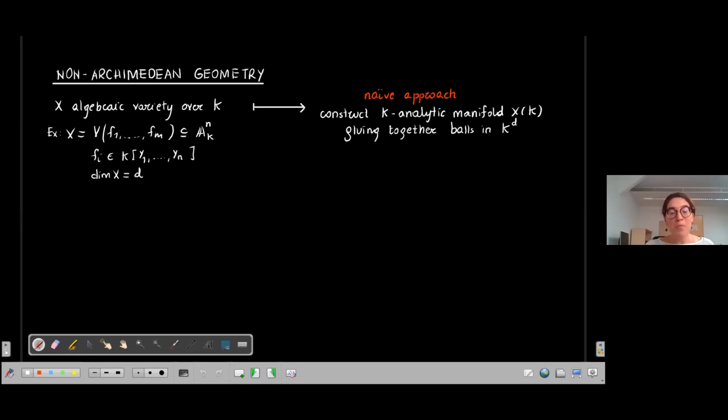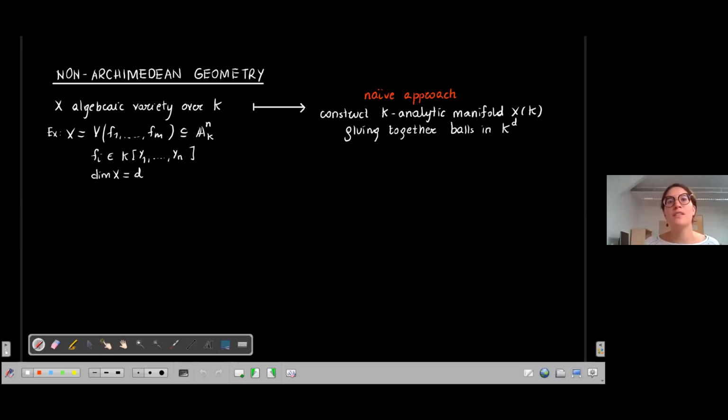But the problem is that with this approach, we've seen already that the topology of K has a lot of weird and pathological behaviors. And so we can expect that the same will also affect the structure we're trying to define. So these K-analytic manifolds that we're trying to define will also reflect all the bad topological properties that we've just observed. If you want an idea of how bad this space could be, think that we've just seen that these balls are all open and disconnected, all disjoint and open.